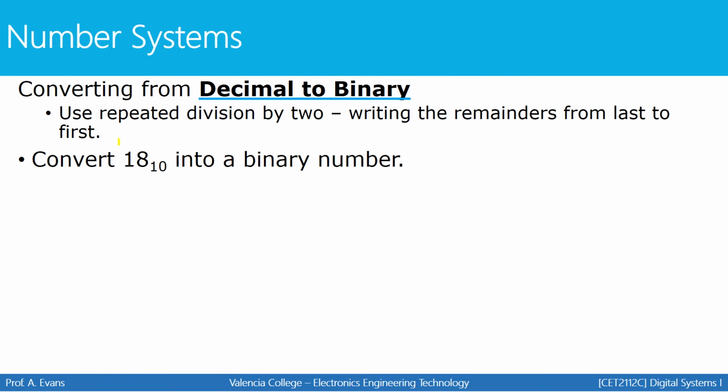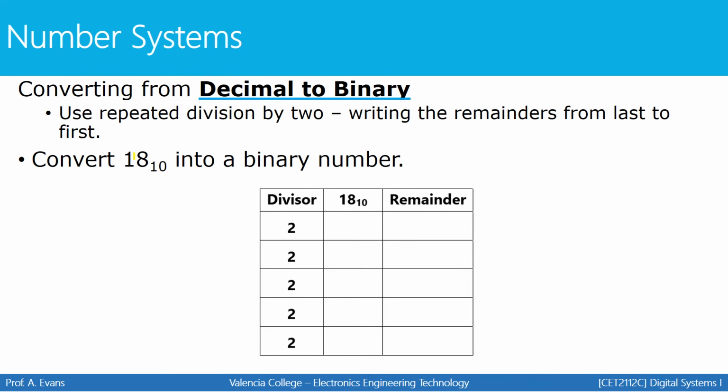So to begin, we're going to take the number 18 and we're going to make a table. It looks like this. The divisor is always going to be the base you want to go to. I'm starting with a base 10 number and I want a binary number. Binary means base 2. So my divisor has to be 2 because that's the base I'm going towards.